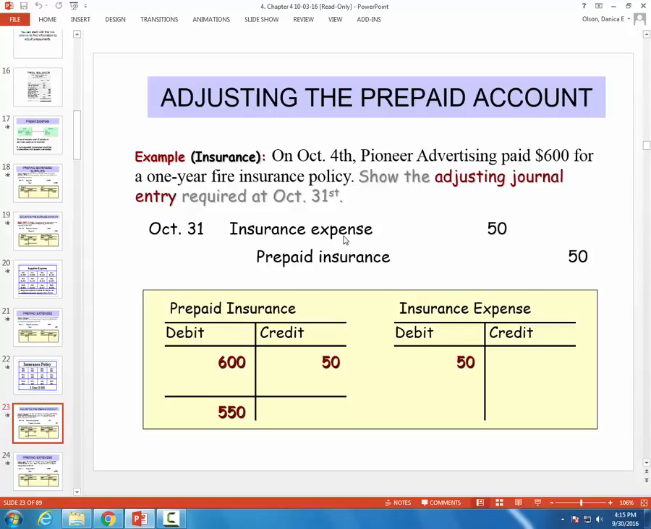Insurance expense is found on the income statement. Prepaid insurance is on the balance sheet. Again, every journal entry that is an adjusting journal entry affects one income statement account and one balance sheet account.